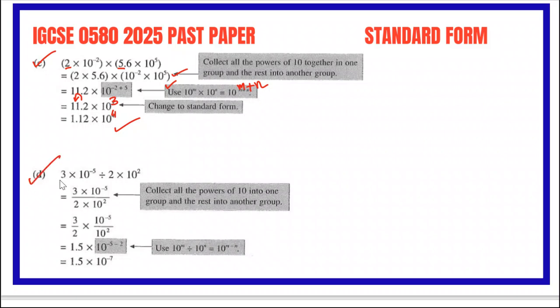Let us see the next question, number D. 3 times 10 power of minus 5 divided by 2 times 10 power of 2. So 3 divided by 2 equals 1.5 times 10 power of minus 5 divided by 10 power of 2. We use a law of indices rule: 10 power of m divided by 10 power of n equals 10 power of m minus n. That means we can write minus 5 minus 2, which is equivalent to 10 power of minus 7. That's it.